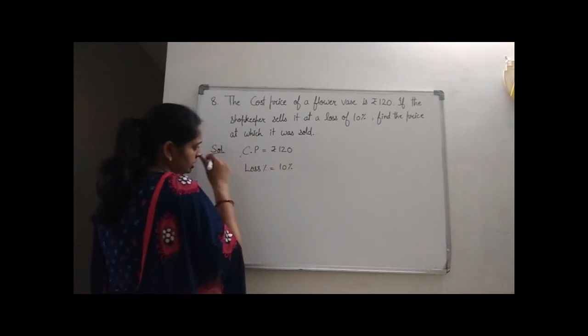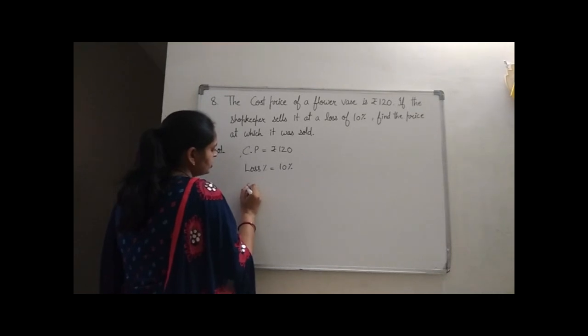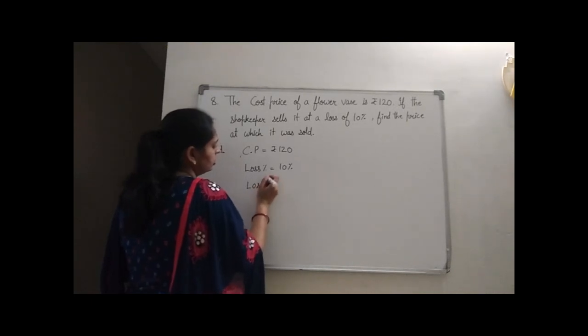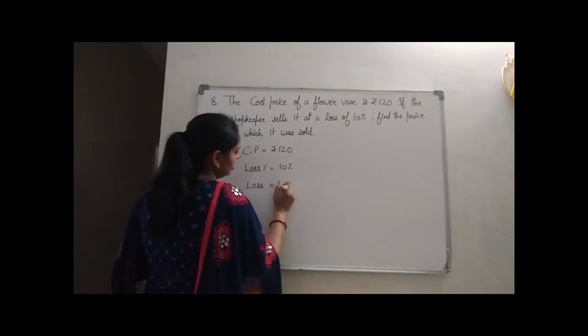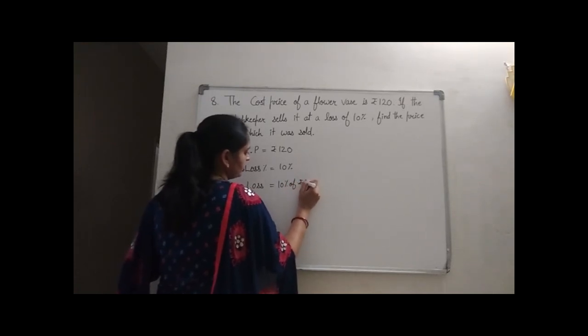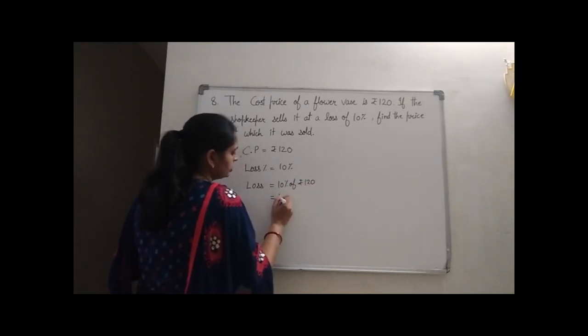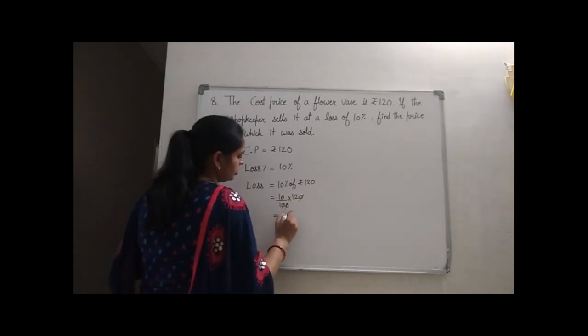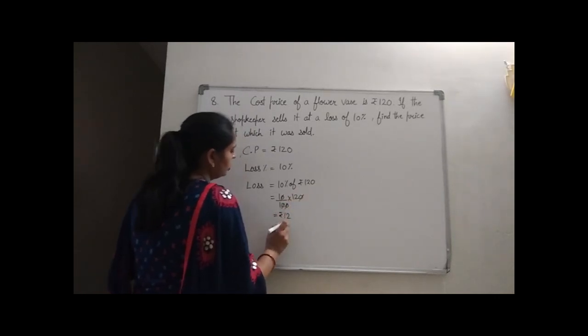Loss of 10% is getting means selling price will be equal to, or first we can calculate loss amount. Loss is of 10% means 10% of cost price. So 10% of 120 will go for how much? 12 rupees. 0 and 0 will get cancelled. So you are getting 12 rupees. He is getting a loss of 12 rupees.